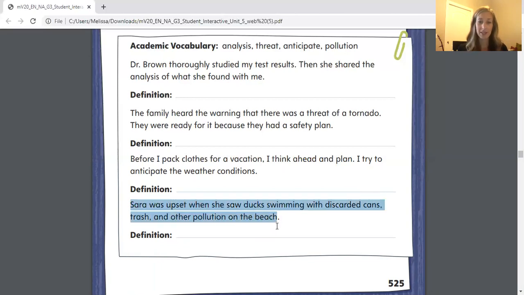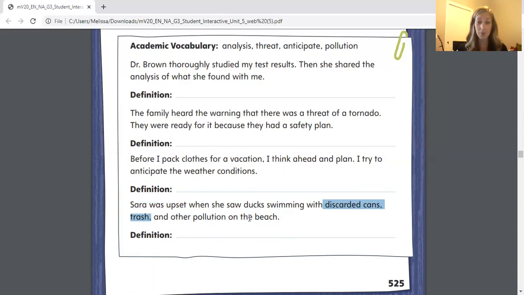Sarah was upset when she saw ducks swimming with discarded cans, trash, and other pollution on the beach. So our vocabulary word is pollution. Go ahead and underline it. What do you think pollution means? You guys know what pollution is, but sometimes kids have a hard time giving a definition without giving an example. Those are two very different things. So an example of pollution would be those discarded cans and trash. Go ahead and highlight discarded cans and the word trash.